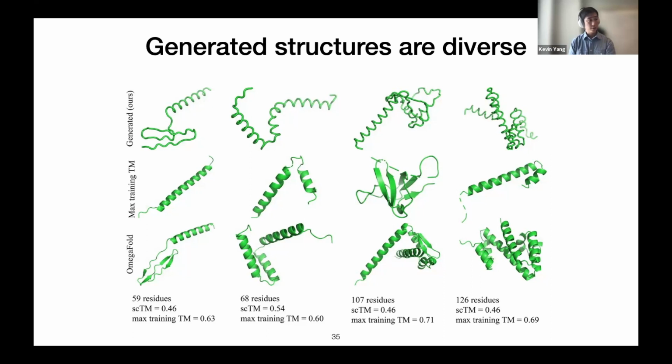The highest TM here is 0.71. And then we also design using ProteinMPNN and refold using OmegaFold to see if it's designable. And some of these are more designable than others.